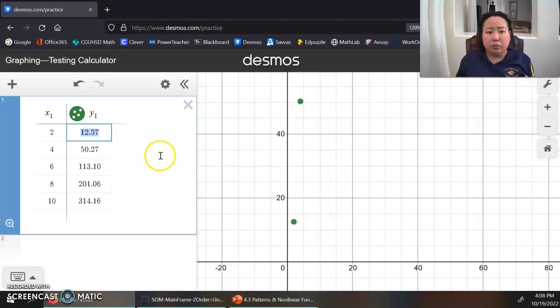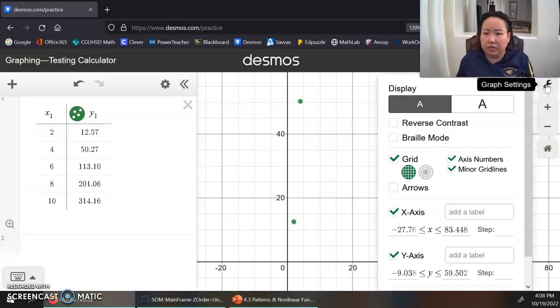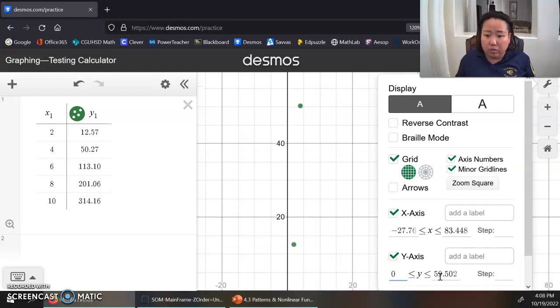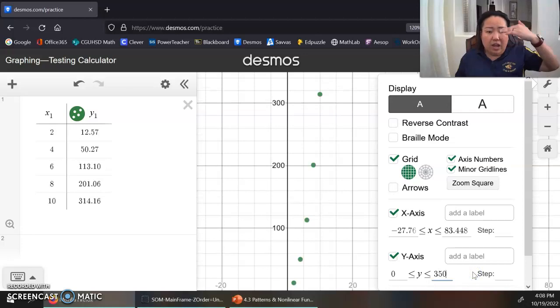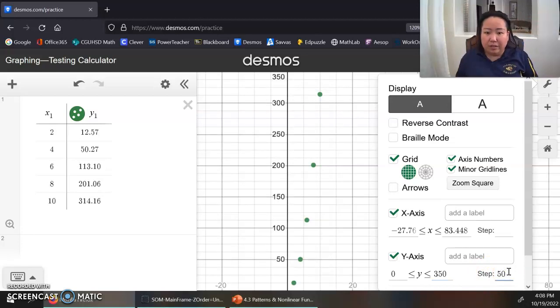All right, so we'll do a little bit of manipulation on our table here. So I'm going to change the settings. Our y-axis, let's have it start with 0, and let's say we end up until 350, and our markers will be for every 50. Okay, something like that. So we can have it this way.